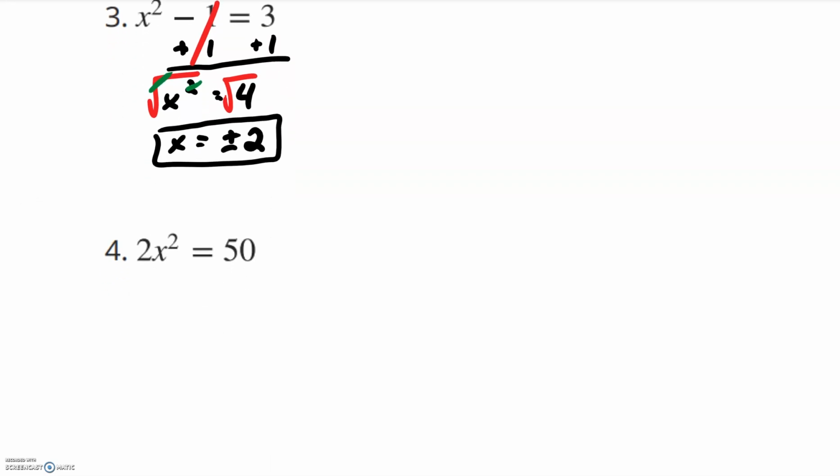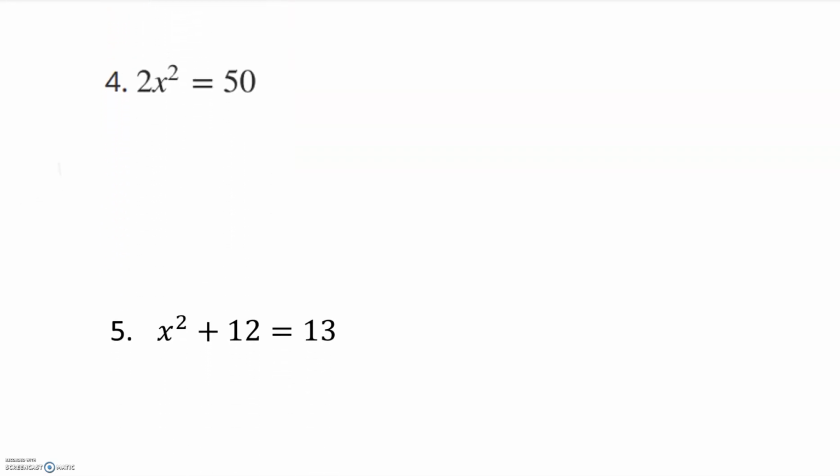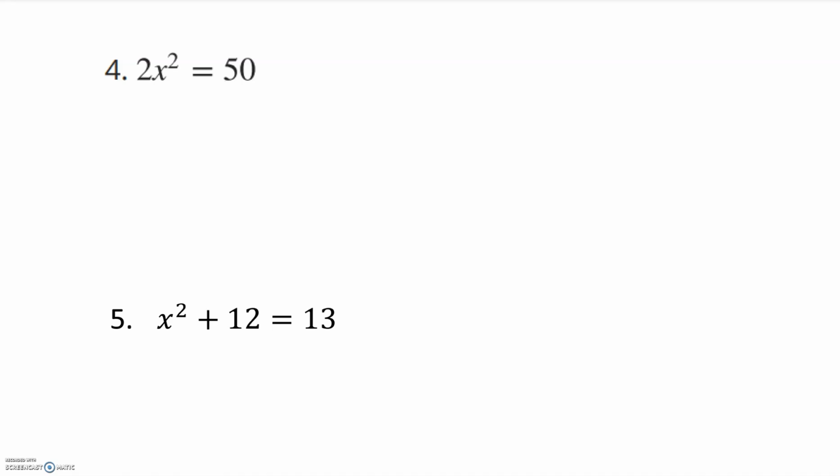Number 4, very similar to all the other ones, right? So what I need to do is get something squared by itself. I have the x squared, but there's a 2 stuck over there with it. That 2 is being multiplied. I undo multiplication with division. So I'm going to divide both sides by 2, canceling the 2s on the left. The left-hand side, I'm left with x squared. And on the right-hand side, 50 divided by 2 is 25.